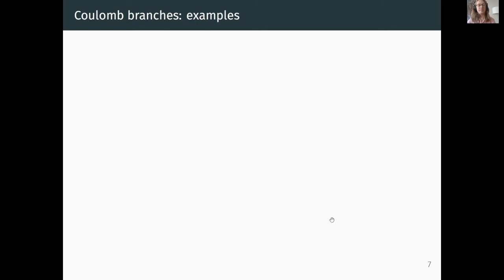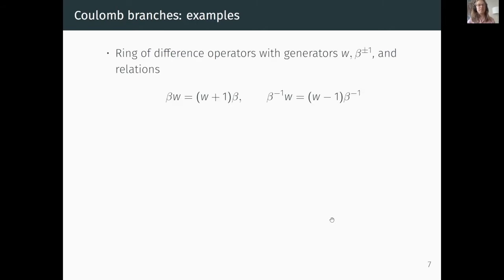Here are some simple examples. The simplest example, actually, is just a ring of difference operators. This is an example of the non-commutative algebra. It's basically the difference operators in a single variable W. Beta is a shift of W by one, and beta inverse the opposite. Those are the only relations in the ring. You could also say that this is the differential operators on C star, because we have this element beta and beta inverse, which is like the coordinate ring of C star. And you can think of W as being this kind of negative degree operator, essentially.